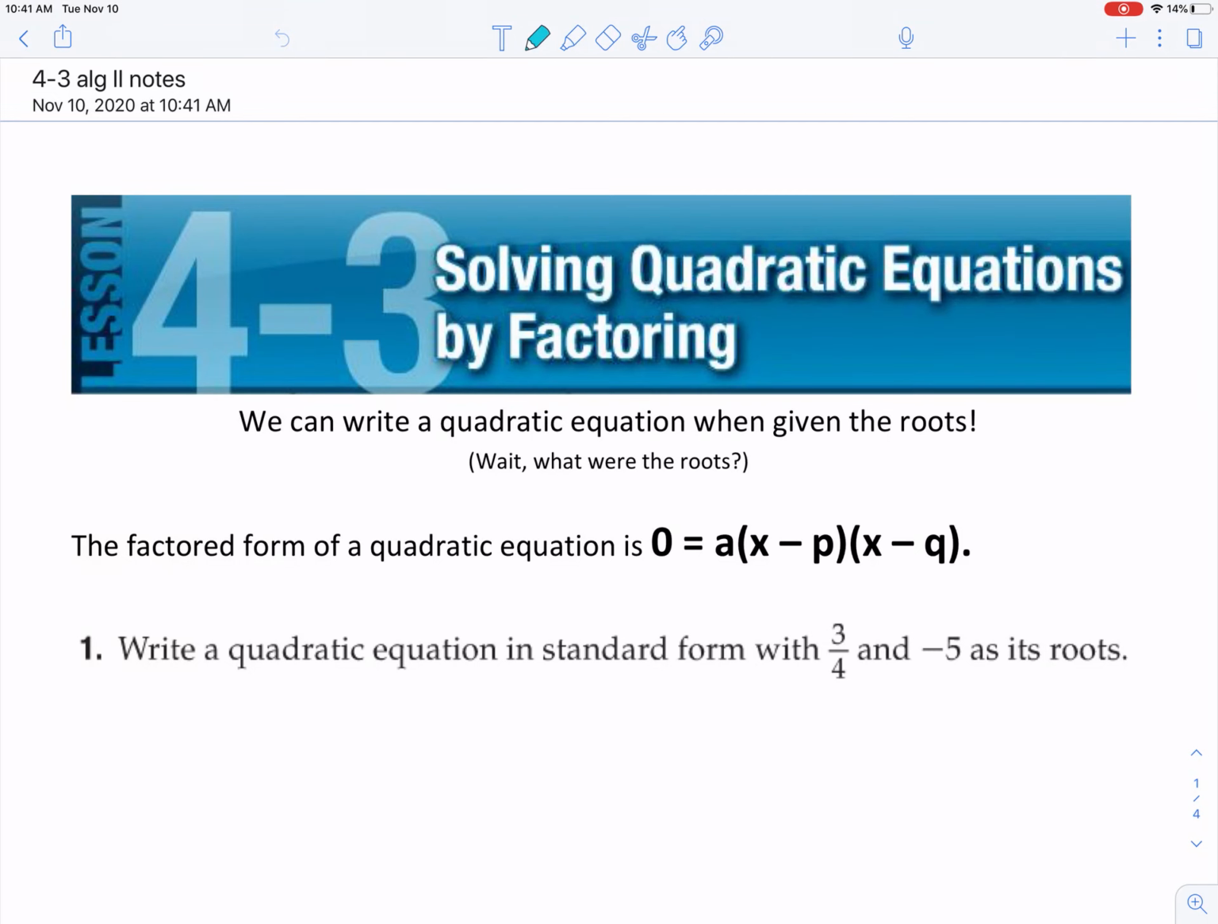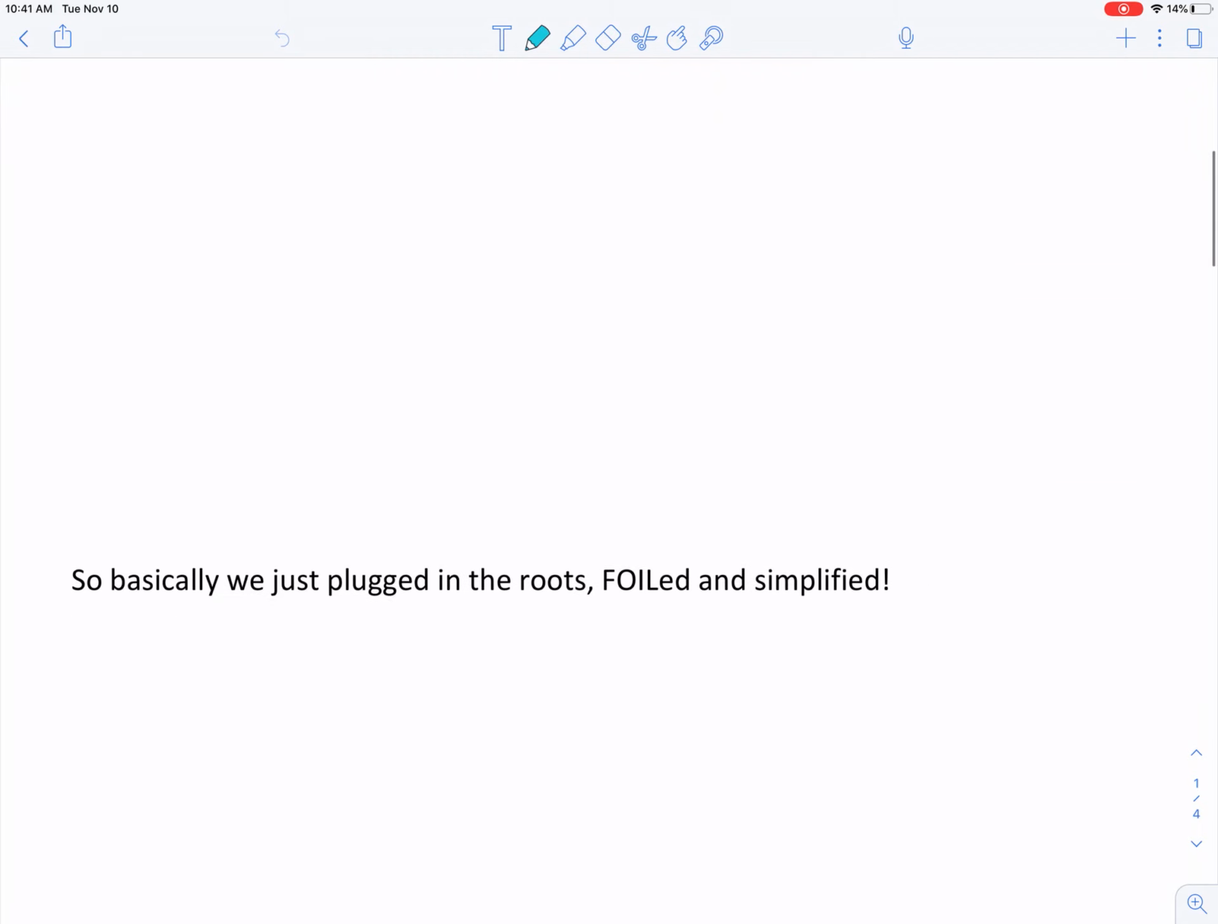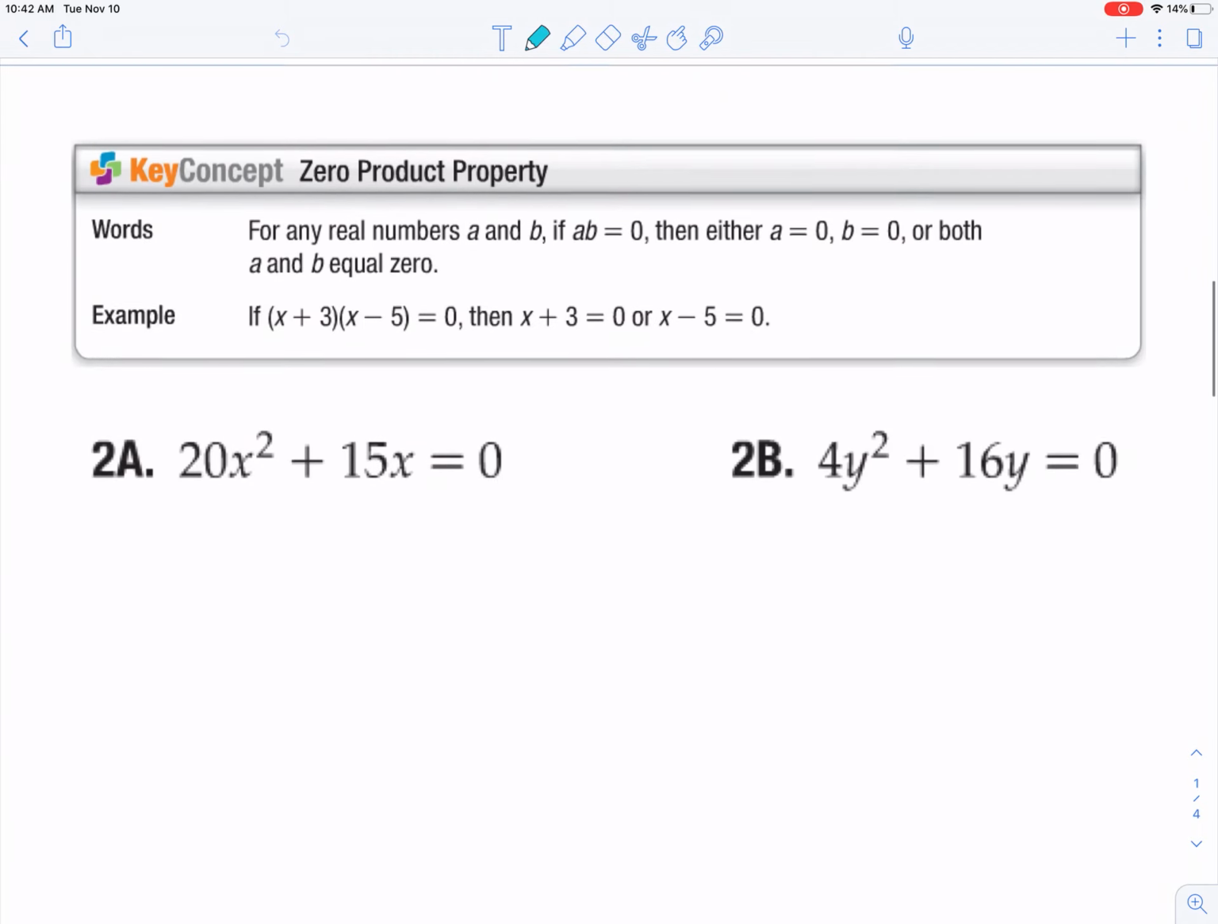Okay, for 3, we get to solve these quadratic equations by factoring. Again, graphing isn't always accurate and maybe not the most feasible way to solve for the solution. So one of the ways we can do it is by factoring. So here's what we're going to do. We're going to skip that first example.